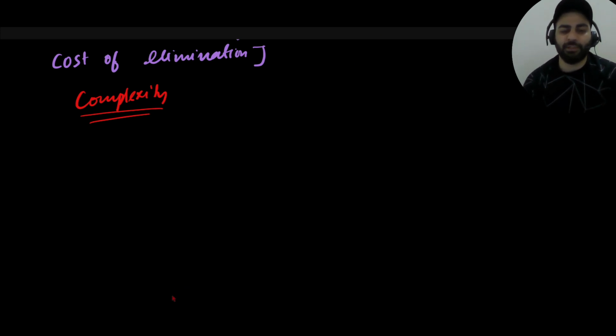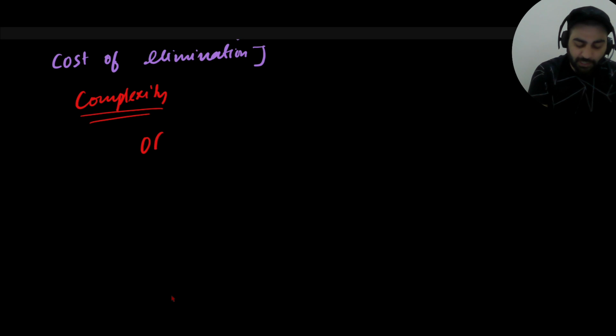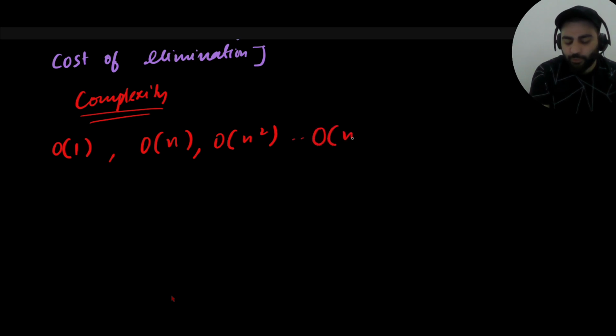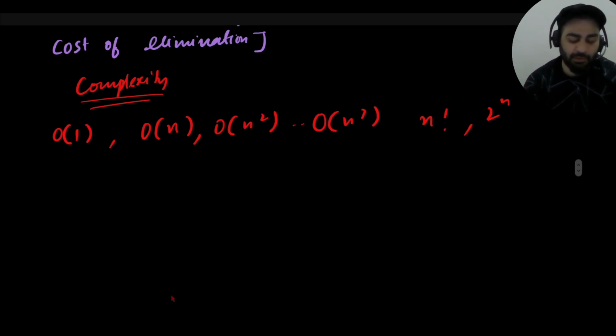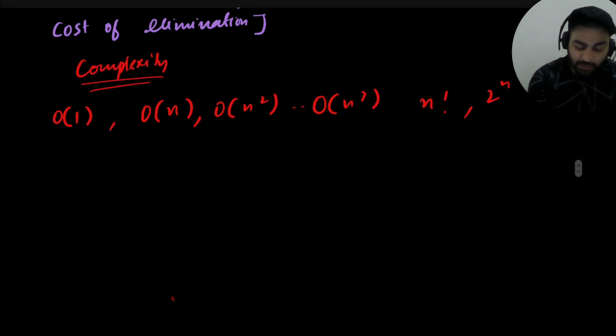Order of n basically means it can be order n, it can be constant order, it can be order n square, or order n cube, it can be n factorial even, it can be exponential as well, n to the power something, let's suppose 2 to the power n. So what is the meaning of complexity? Let me first explain the concept of complexity, and then we'll see the complexity of doing this Gaussian elimination.